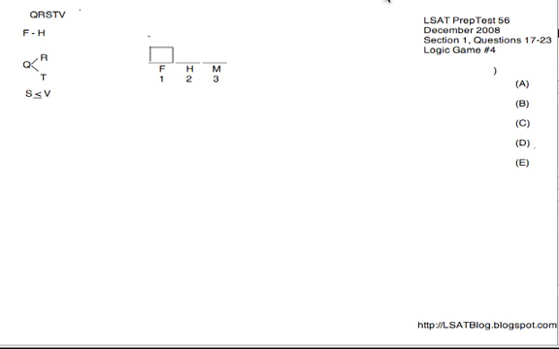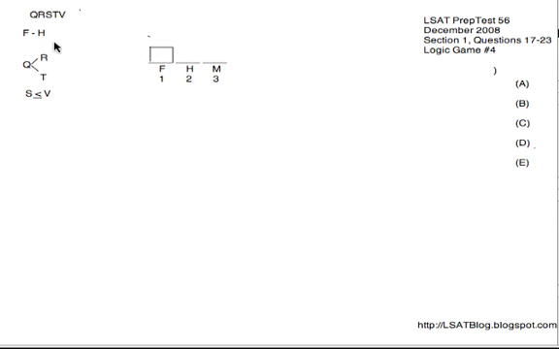Guys, this is test 56, game 4. This is the executive site visits game. It is an ordering game because we have the site visits to F, H, and M taking place in order 1, 2, and 3, although not necessarily in this order. Now they tell us that F goes before H.